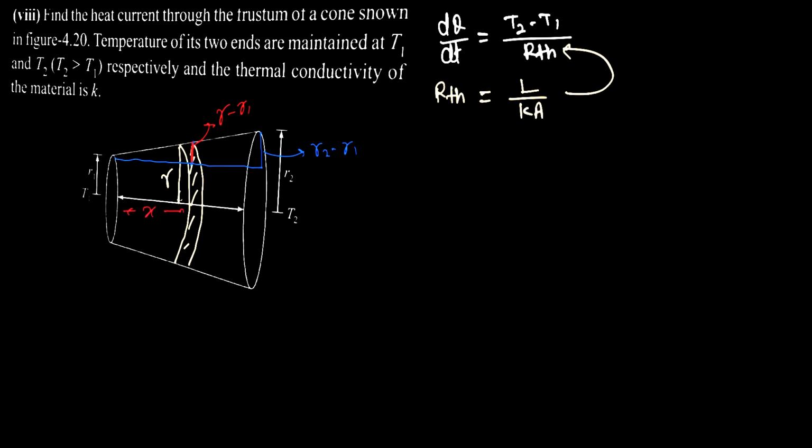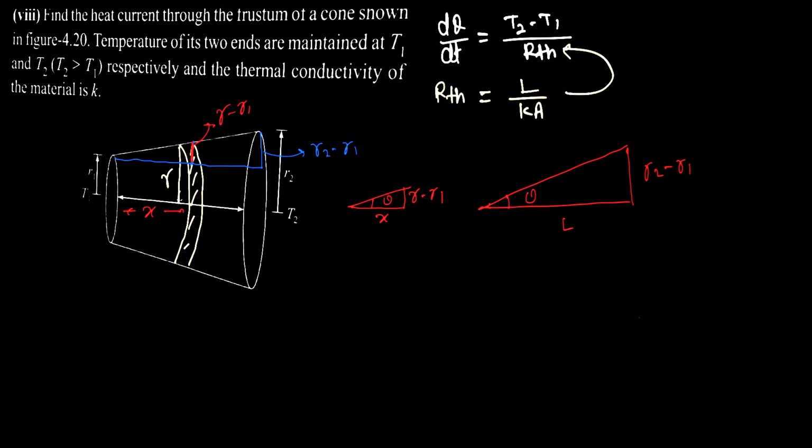So if you see this triangle, this distance is r minus r1 and this one is x. And similarly this one is r2 minus r1 and this distance is L. Now this angle is theta and this angle is theta. It's the same triangle, one bigger and one smaller. So we can write tan theta, and tan theta will be equal in both cases, smaller or bigger triangle.